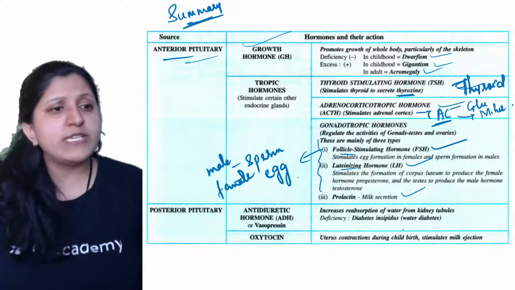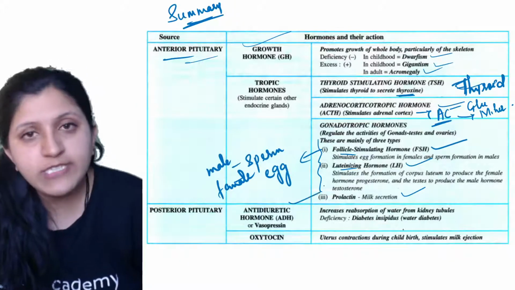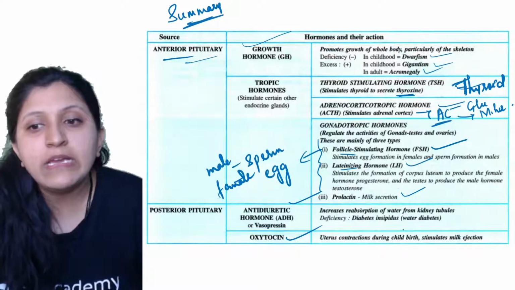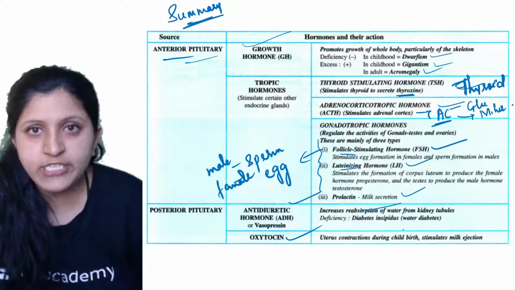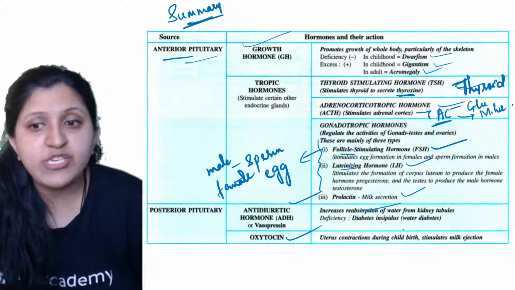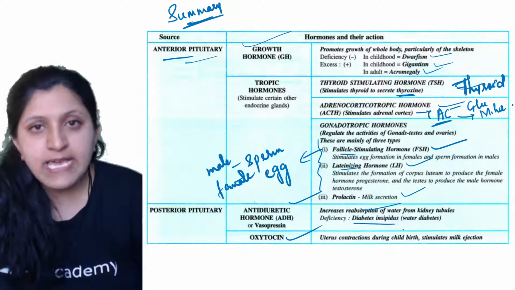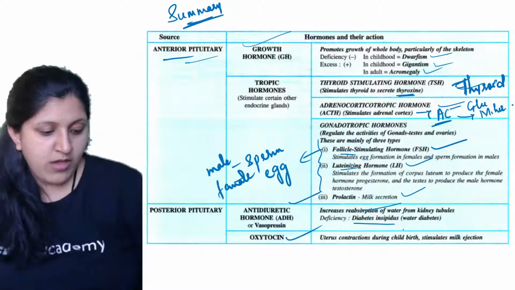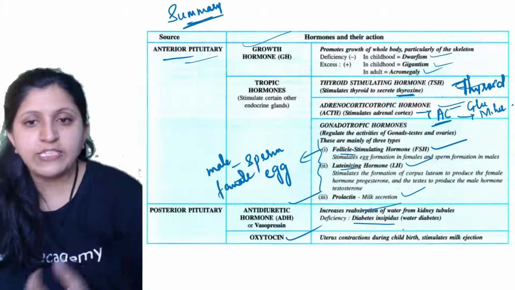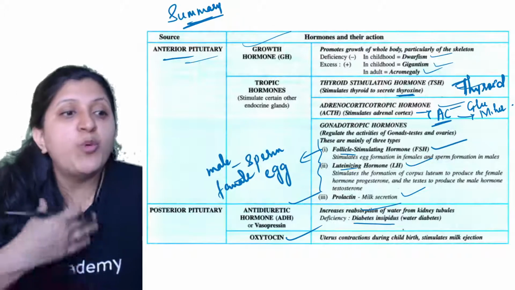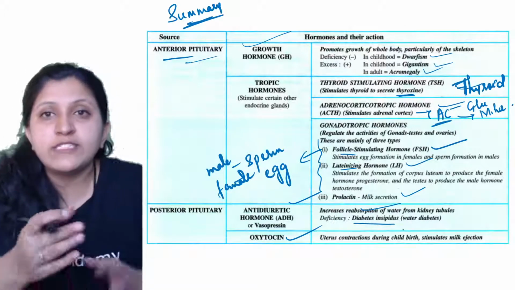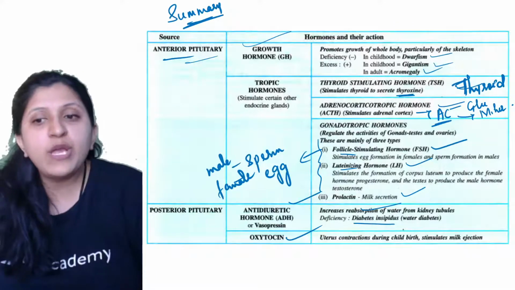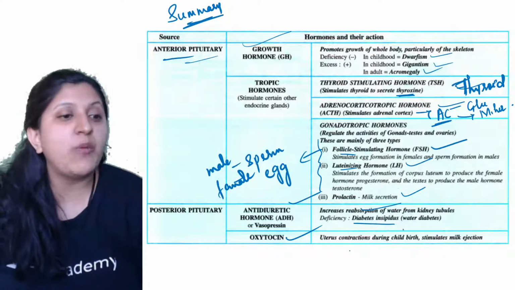From the posterior pituitary, there is antidiuretic hormone and oxytocin. Antidiuretic hormone increases reabsorption of water from the kidney tubule. If there is a deficiency, it will lead to diabetes insipidus. With very little secretion of ADH, vasopressin, or antidiuretic hormone, water is not absorbed. Because of that, more urination occurs, so we find frequent urination. That is water diabetes.